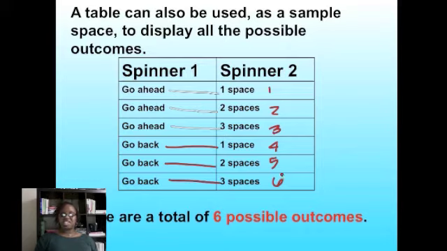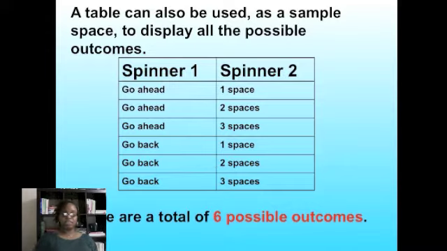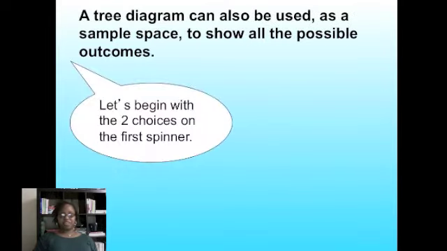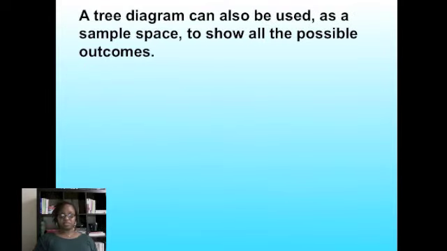Since a table and a list are so close to each other, in class you'll usually hear me say make a table or a list. I'll give you the option if you want to set it up as a table or as a list. Now let's go ahead and look at the tree diagram. With the tree diagram, we're going to start with our first spinner, where we could land on go ahead or go back.